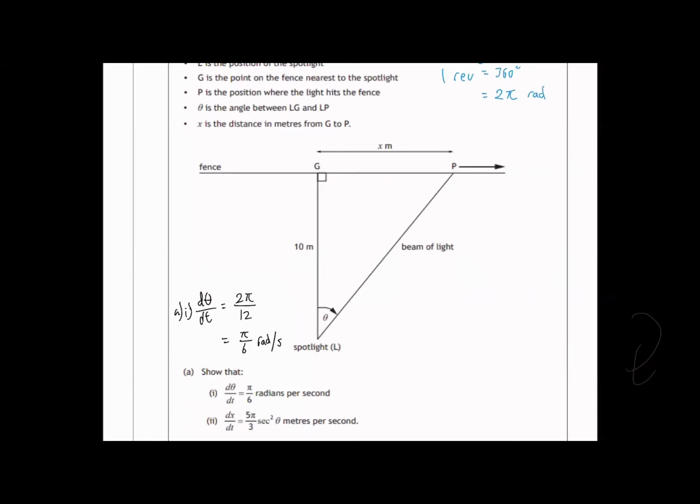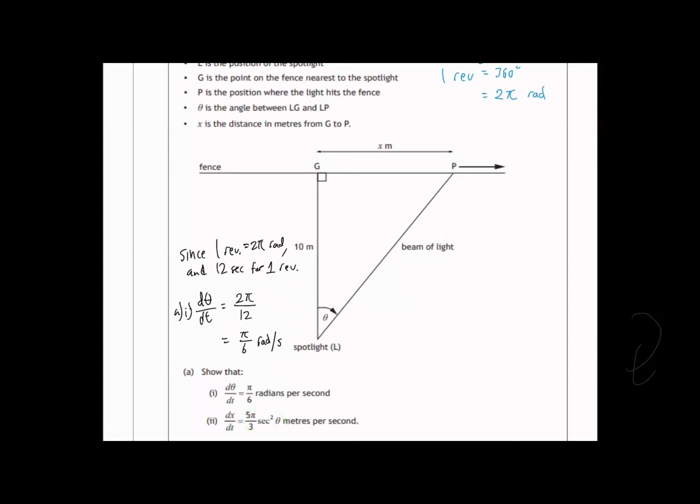You just have to quote this: since one revolution is 2 pi radians, 1 rev is 2 pi radians, and it takes 12 seconds for 1 rev. Then the rate is just a simple rate question. Total divided by time gives you the speed. Okay, but next one, dx by dt equals 5 pi over 3 secant square theta.